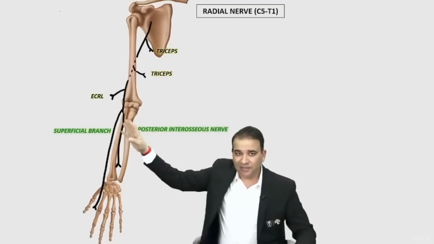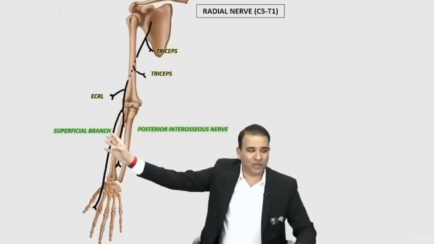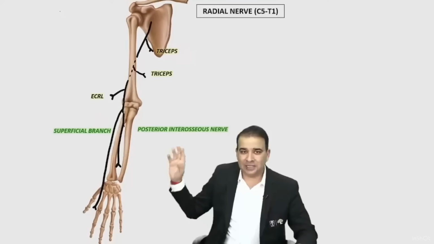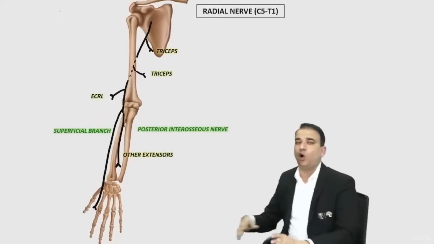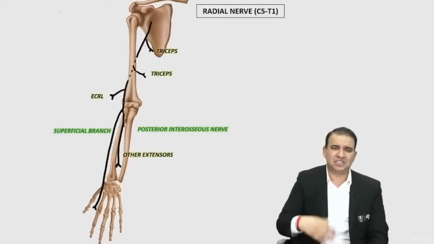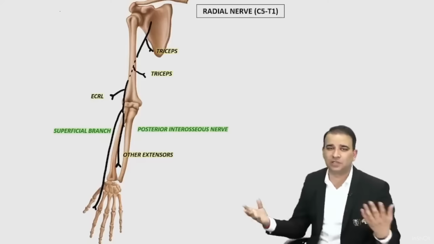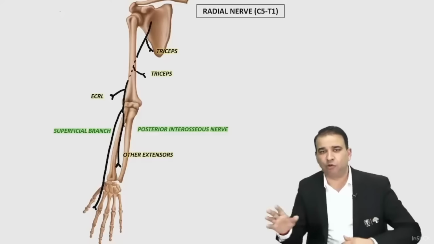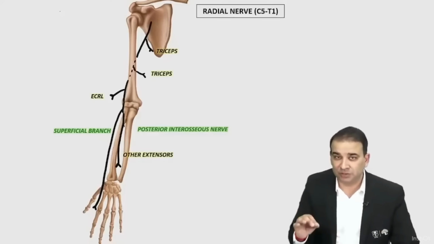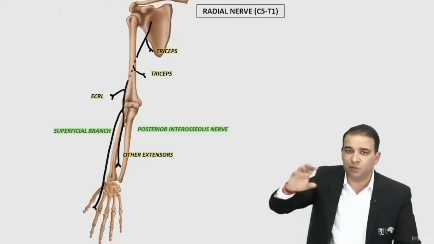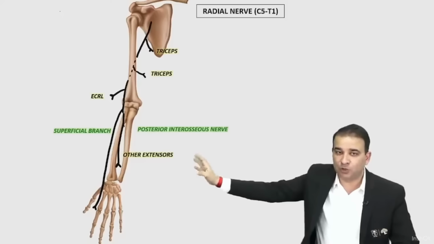Now once the radial nerve divides, the superficial branch is cutaneous. It is going to supply the skin. And it's the posterior interosseous nerve which will supply all other extensors. Extensor digitorum, extensor indicis, extensor pollicis longus, extensor pollicis brevis. You don't have to remember the names. You just need to remember the function. Extensors of the wrist and fingers will be supplied by the posterior interosseous nerve.